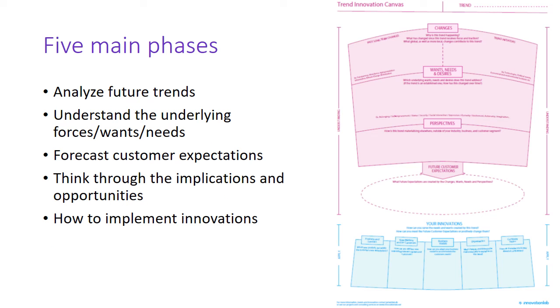So the overall idea of the Trend Innovation Canvas is that there are 5 stages to work through once you have chosen a trend. You'll have to analyze future trends, understand the underlying forces, wants, needs, forecast customer expectations, think through the implications and opportunities, and then state how you might implement the innovations.